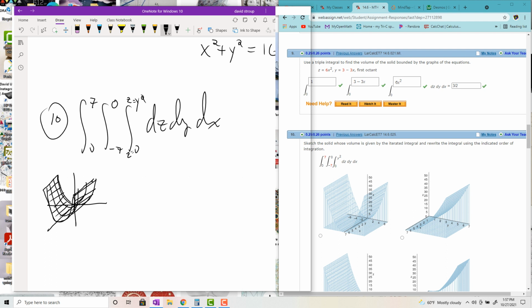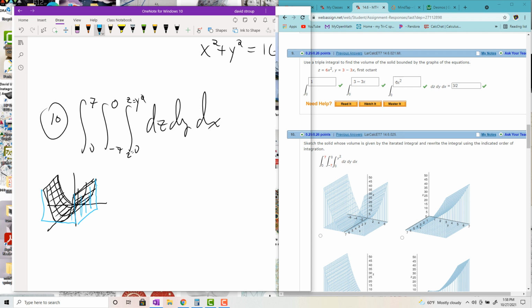So z equals 0 to that surface. So basically, we're looking for the area underneath this thing. I'm not sure where exactly, but it would be this wedge area underneath the parabola in here. Okay. Right. So anyways, the other bounds will tell you where.